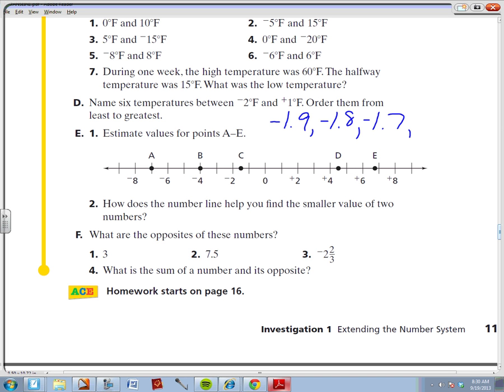Again, pause the video for about a minute or so, 2 minutes, however long it takes you. Estimate the values for points A through E. Do this right now.